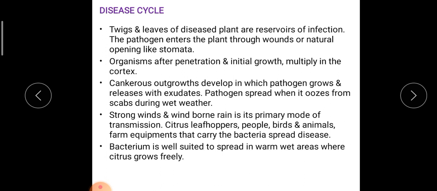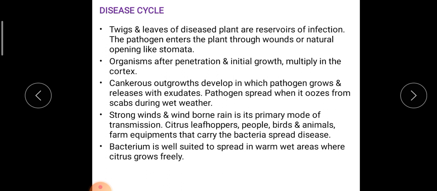From that the organisms ooze out in the wet weather, and by water or rain they get dispersed. Strong wind and wind-borne rain are the primary mode of transmission, and already we have discussed the mode of transmission. By wind and by water this pathogen gets transmitted. Citrus leaf miner insects, people, birds and animals also transmit it. Farm equipment that carries the bacteria from one place to another will also spread the disease very quickly.